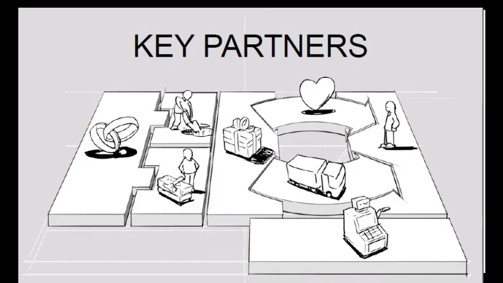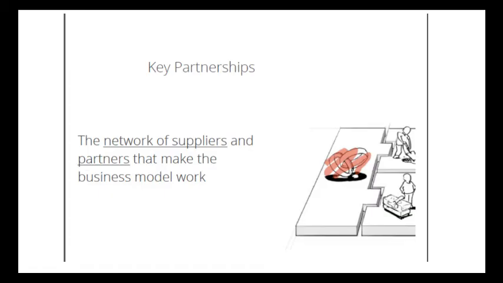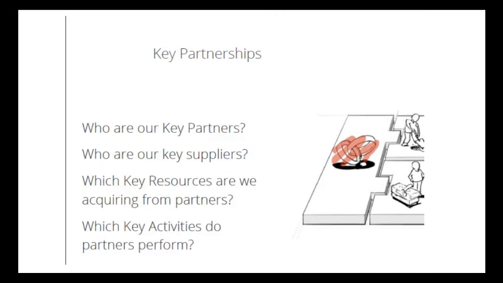And the next is your key partners. The key partnership building block describes the network of suppliers and partners that makes the business model work. Now, in your business, there are key people that you need to partner with that makes your business work. For instance, in the tailoring business, you need those that will supply you your fabrics for you to be able to get your job done. You need those that will supply you other materials like your thread and needles. So those are your key partners. You also need people who service the machine.